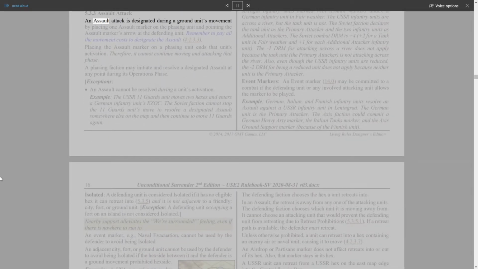5.3.3 Assault attack. An assault attack is designated during a ground unit's movement by placing one assault marker on the phasing unit and pointing the assault marker's arrow at the defending unit. Remember to pay all the movement costs to designate the assault, 4.2.3.3. Placing the assault marker on a phasing unit ends that unit's activation. Therefore, it cannot continue moving and attacking that phase.